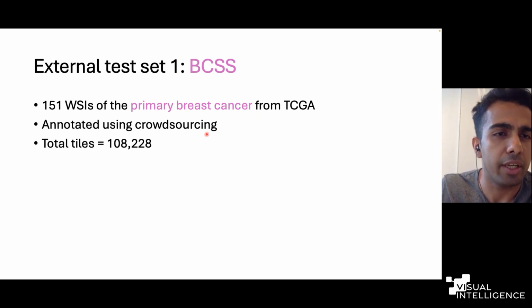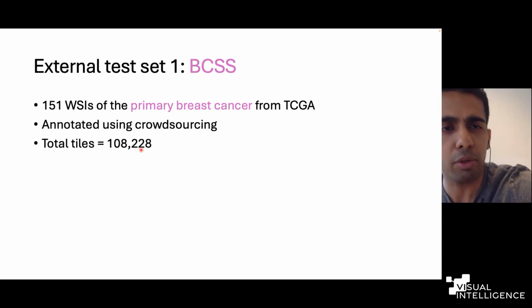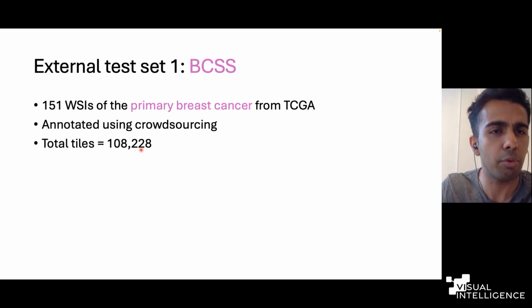And this is from TCGA, and it has a lot of tiles. So we are testing on 108,000 tiles. So for those of you who are familiar with histopathology, we are not reporting slide level accuracy, we are reporting tile level accuracy.